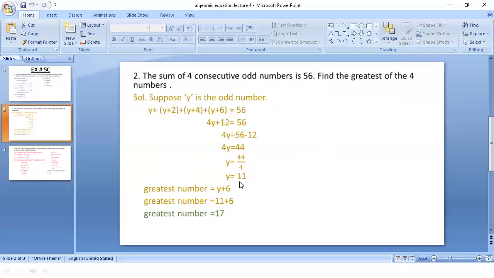And the question is asking for the greatest of the 4 numbers. जो हमारे पास odd numbers हैं उनसे greatest number कौन सा है? So आपको पता ही है क्या नजर आ रहा है कि y plus 6 हमारा जो greatest number है. So what we will do, we will put the value of y which we have found out. ये हमने यहाँ put करी 11 plus 6 is equal to 17. So 17 is our greatest odd number.